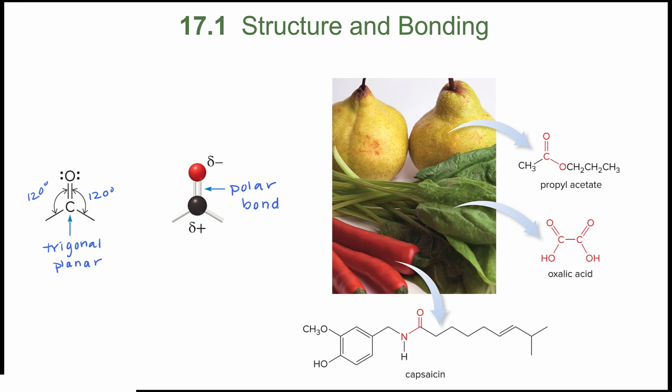Esters we'll find quite a bit in nature, in essences, in fragrances, and flavors. One ester that you might find in a pear is propyl acetate. So you can see the C double bond O in red, and then the R group here is this propyl, and then we have the acetate part of that. This is an ester. We might find oxalic acid in spinach leaves. These are carboxylic acids. And capsaicin comes from chili peppers, and that has an amide functional group here. We also have an ether. And then you know about the alcohol here.